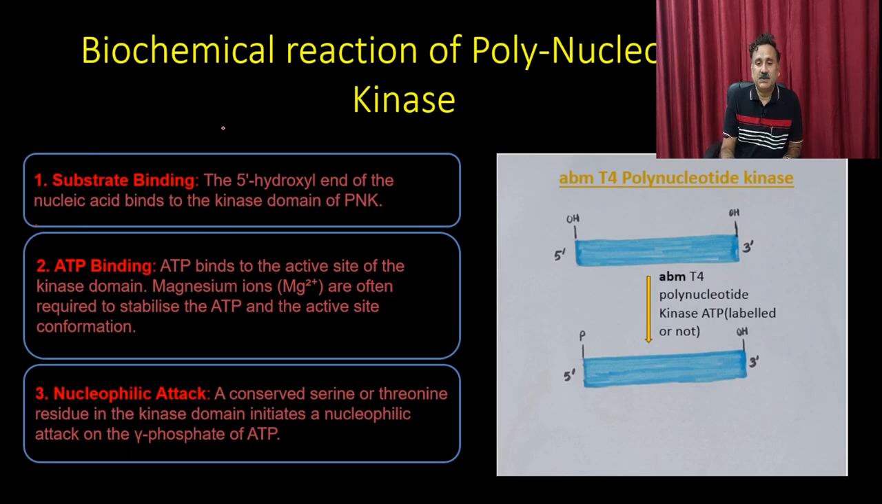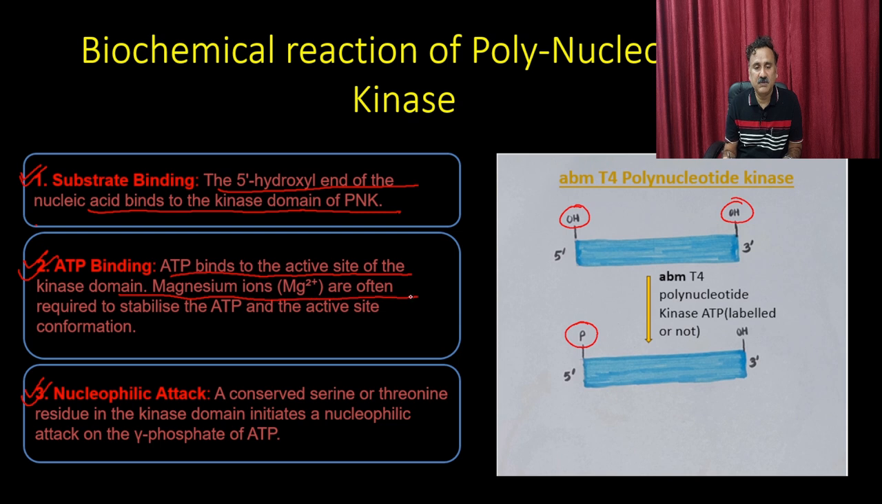What are the biochemical reactions? So, it is first going to have the substrate binding, then ATP binding, then nucleophilic attack, and then there will be a transfer of the phosphate group from the enzyme to the DNA, and then it is actually going to have the release of the product. So, this is the T4 DNA ligase, you are going to have the 5' OH and you are going to have 3' OH, if you add the enzyme, it is going to transfer the phosphate onto the 5' group. So, the 5' hydroxyl end of the nucleic acid binds to the kinase domain of the polynucleotide kinase. ATP binds to the active site of the kinase domain. Magnesium is often required to stabilize the ATP and the active site conformations.